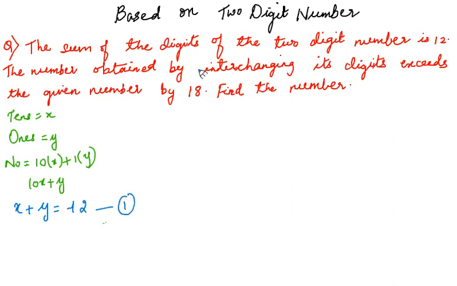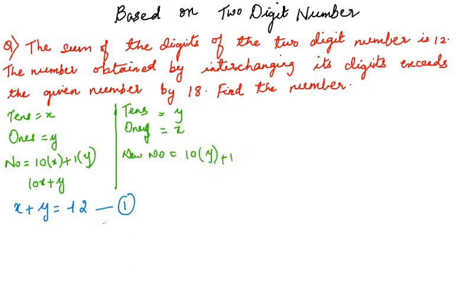The number obtained by interchanging its digits. Before finding the next equation, let us find the interchanged number. Here we will interchange the digits. Now the tens digit is y, and the ones digit is x. So the new number is going to be 10 into its tens digit, that is y, plus 1 into its ones digit. So we get 10y plus x.